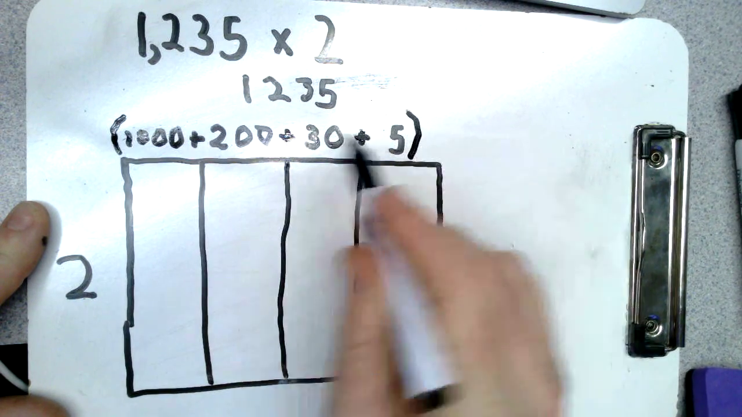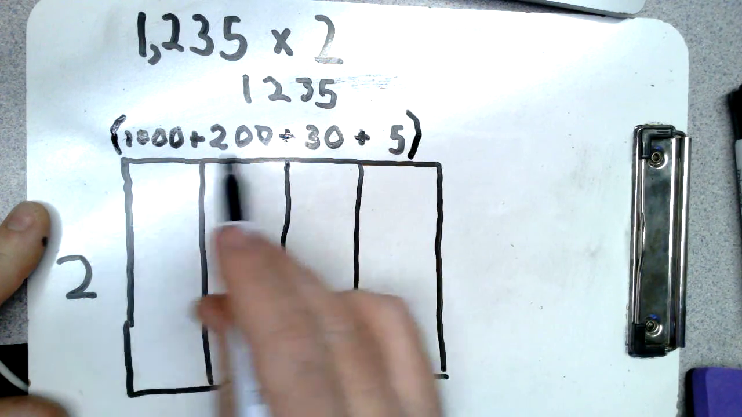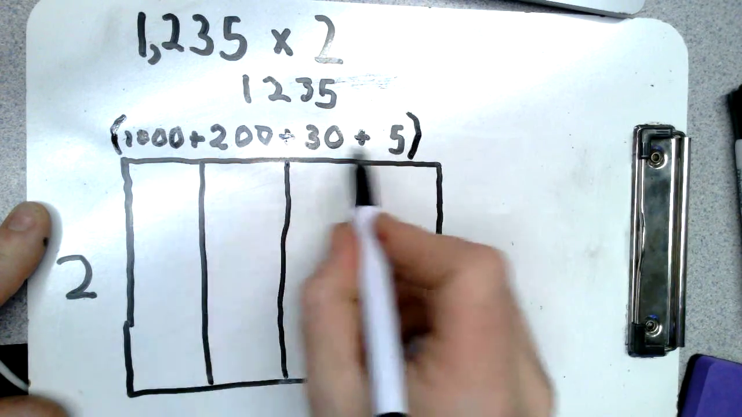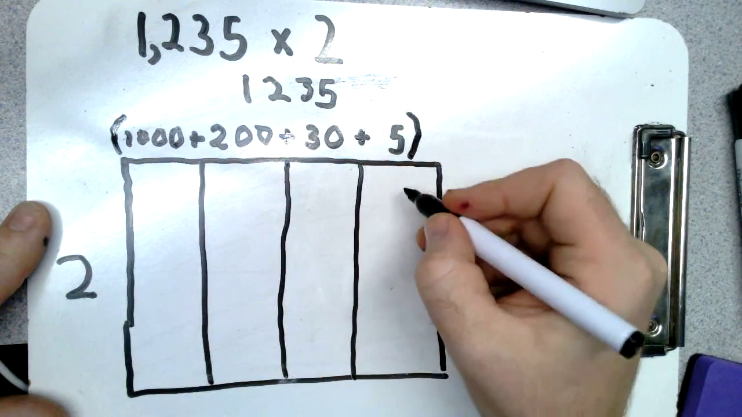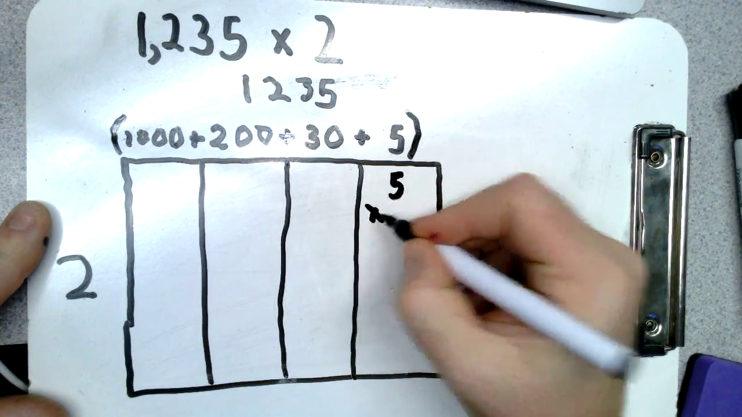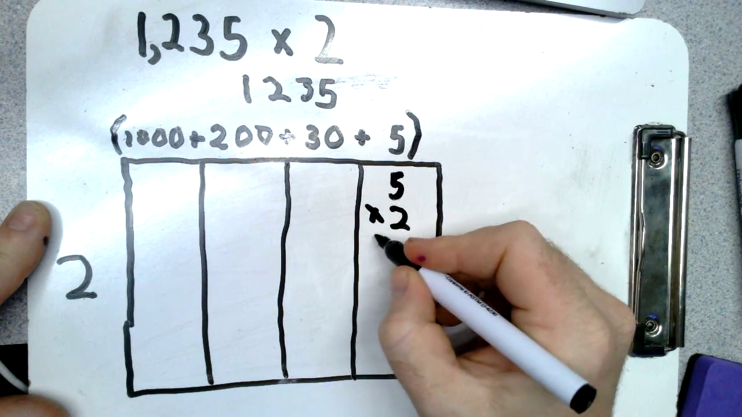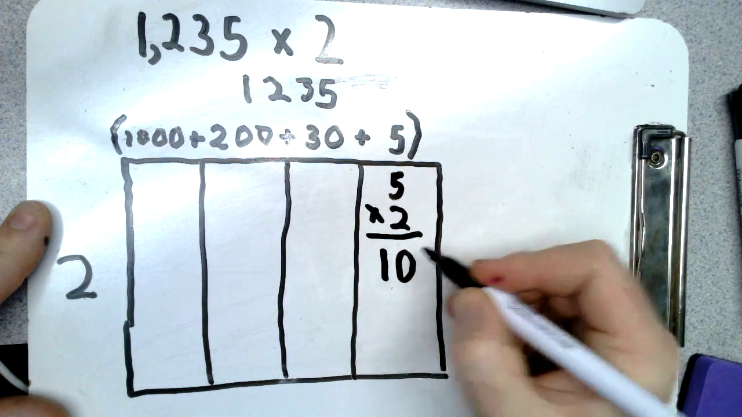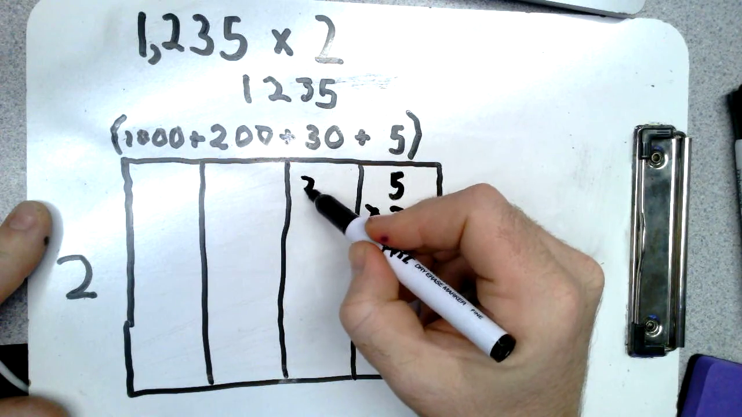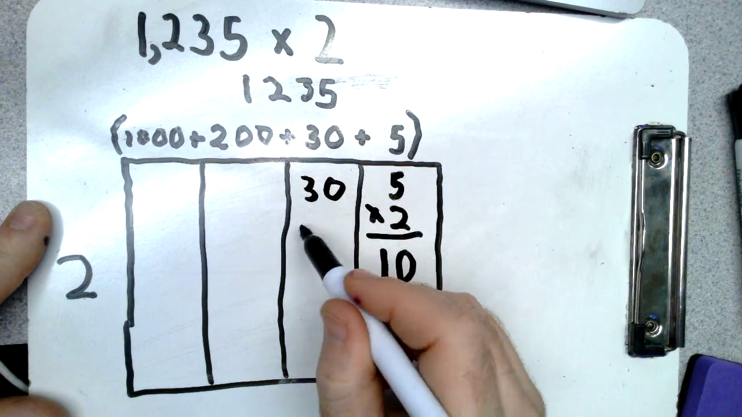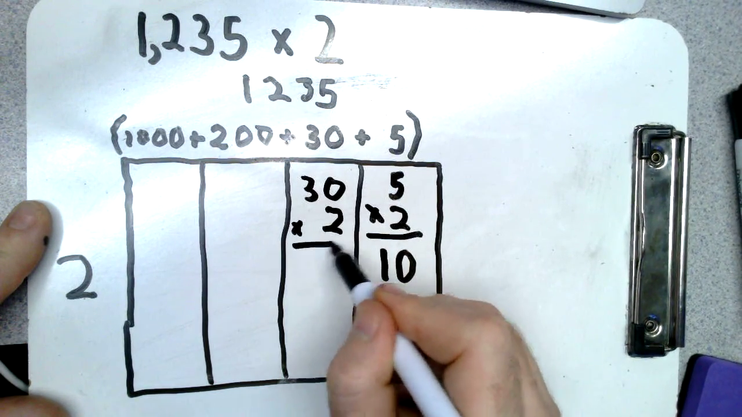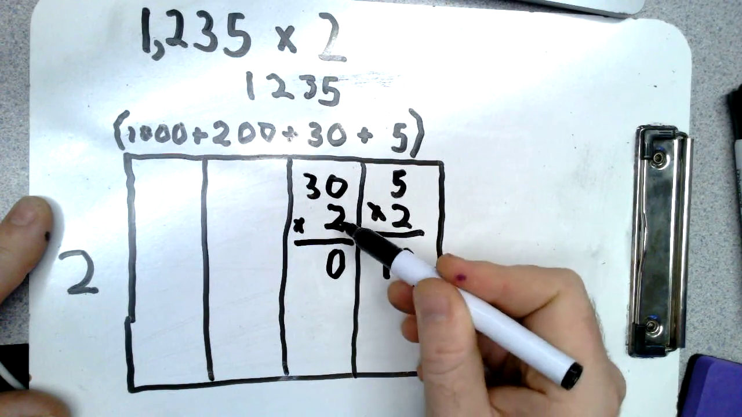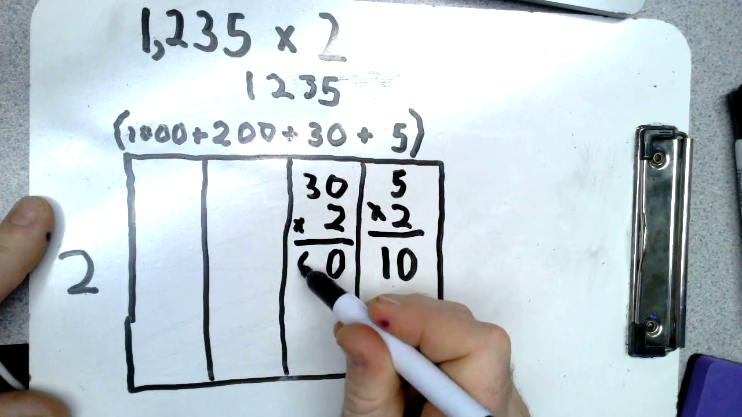All right, so now that we've broken our number apart, our multi-digit number, we can think to ourselves, we're going to multiply over here the length by the width. So we're going to multiply 5 times 2. What's 5 times 2? It's 10. Over here, we're going to multiply 30 times 2. Okay, and if we think about it this way, 2 times 0 is 0. 2 times 3 is 6.